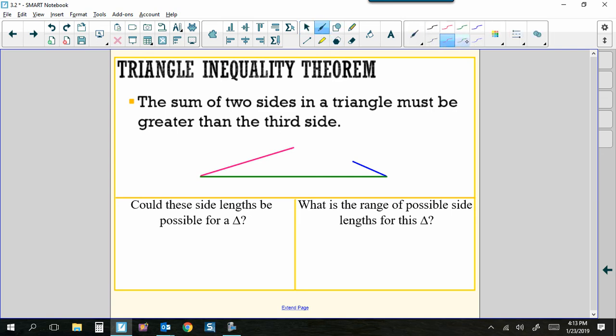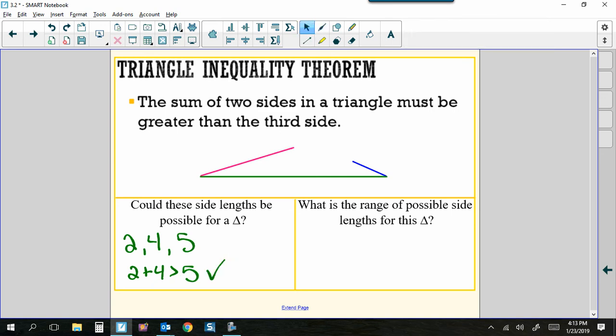One is if I give you 3 side lengths, could they make a triangle? So a possible problem could be something like this. You could have 2, 4, and 5. So does 2 plus 4 equal something greater than 5? So 2 plus 4 is 6. 6 is definitely greater than 5. So because 6 is greater than 5, this would definitely work.